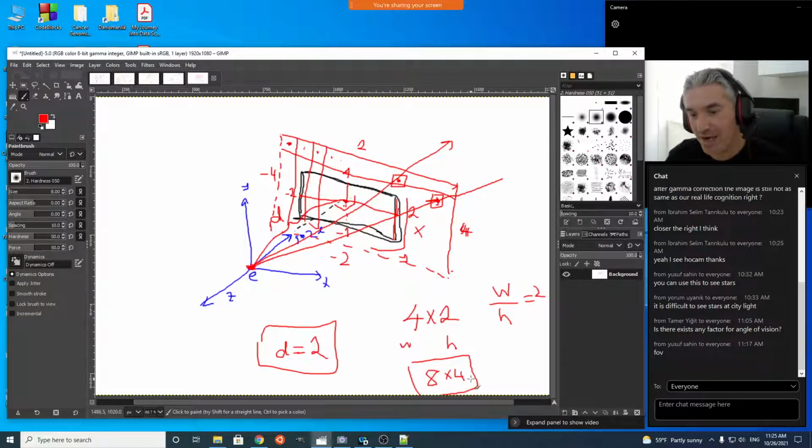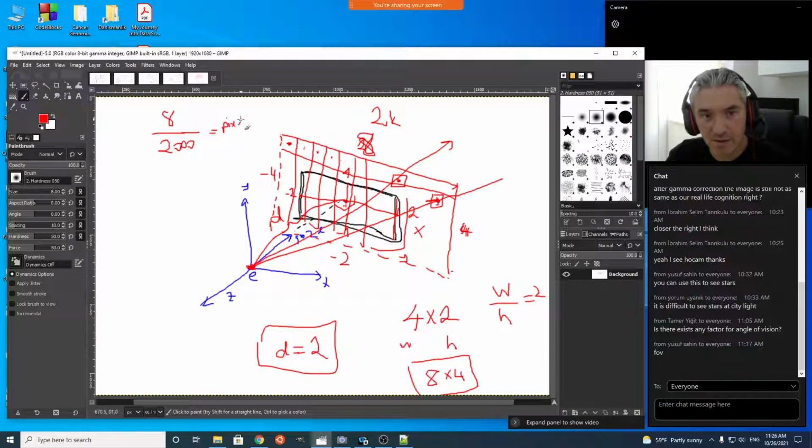Since it was an 8x4 in terms of size, let's have a 2000 by 1000 image. So we are going to draw 2000 pixels in one row. The distance from here to here was 8 units, and we are going to have 2k pixels in these 8 units. So what is my pixel width? It's 8 divided by 2000. How did I find that?